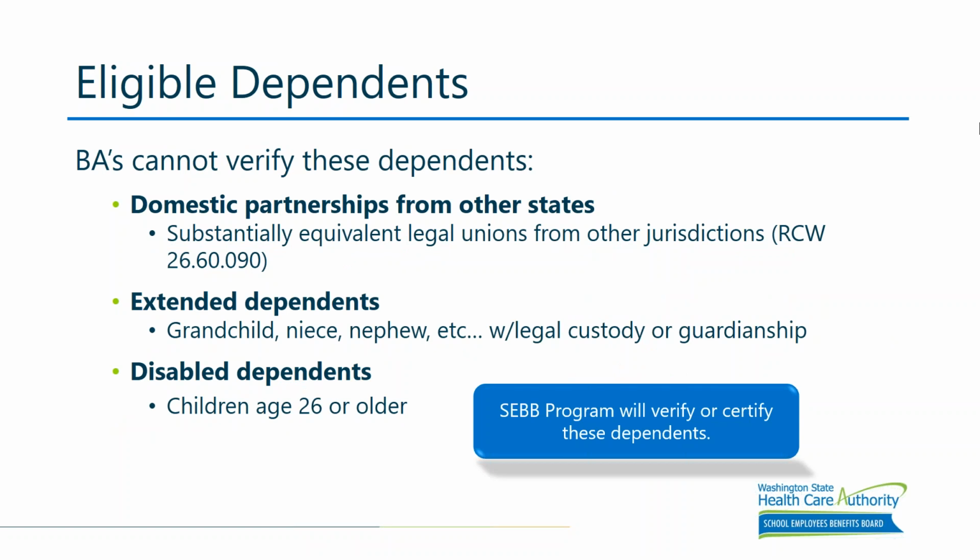All right, so just a little refresher here. For domestic partnerships from other states or those legal unions, extended dependents and disabled dependents, you as benefits administrators will not actually be able to verify these individuals in SEBB My account. You'll be able to see that documentation has been submitted for them or that they are pending verification. You'll also be able to see once they're approved or denied, but you will not actually be able to physically verify these. The SEBB program will verify or certify these dependents from October 1st for the foreseeable future unless something changes.